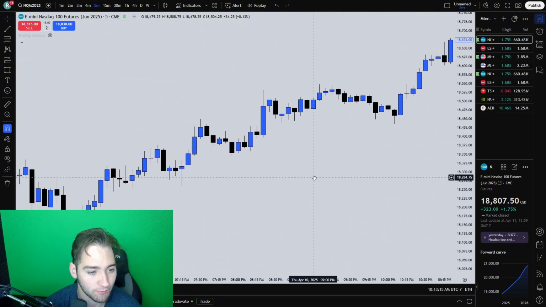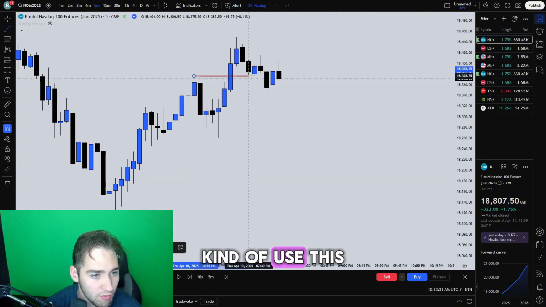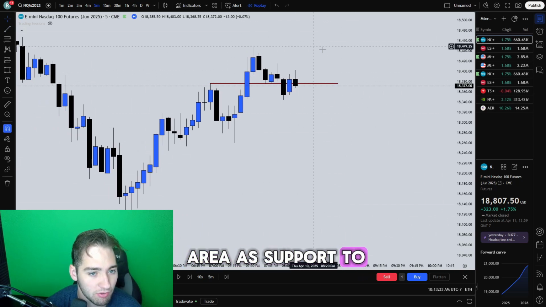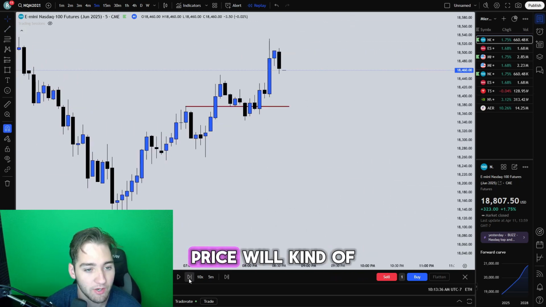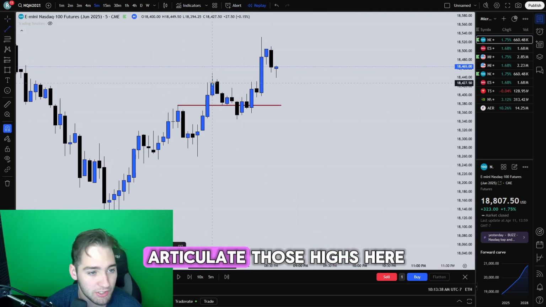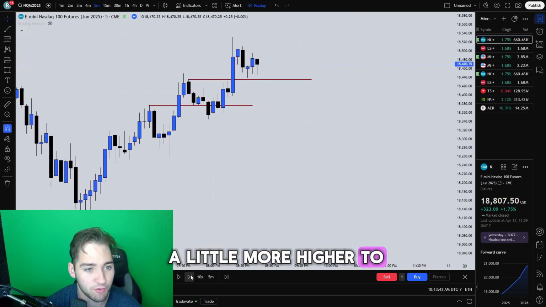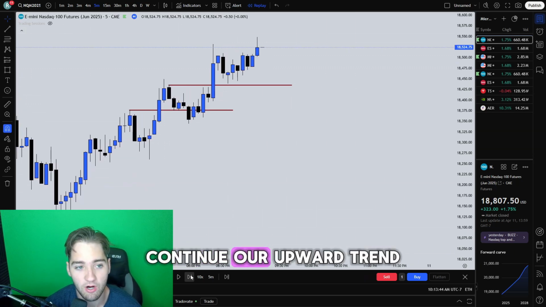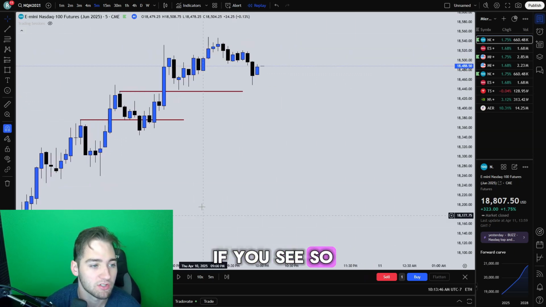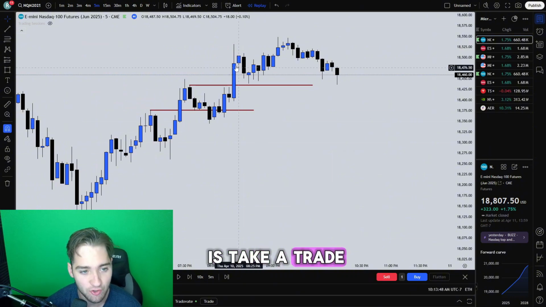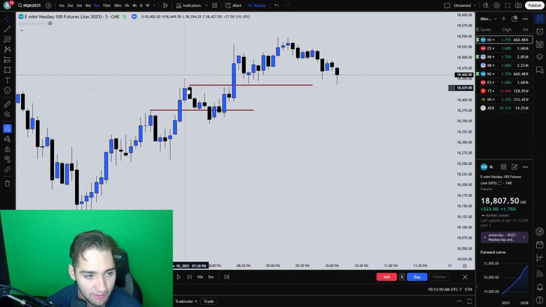So what are we looking for? Price, right, kind of uses this area as support to lead higher. So if we look here, price will kind of articulate those highs here that lead a little more higher to continue our uptrend, if you see. So what we're going to do is take a trade when price comes back down and hits these highs.